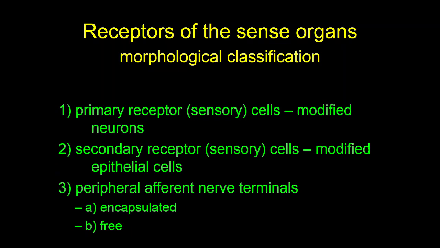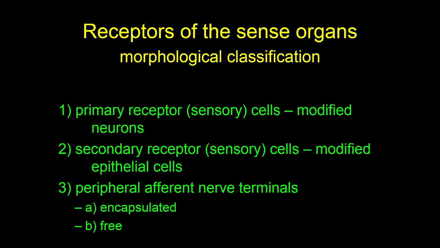So how can we divide the receptors of sense organs? Please be aware of this morphological classification. It's very important for us, and we always ask you during examination: okay, this is the sensory cell, but is it a primary one or a secondary one? What do you think? All the time. Those are very common questions.